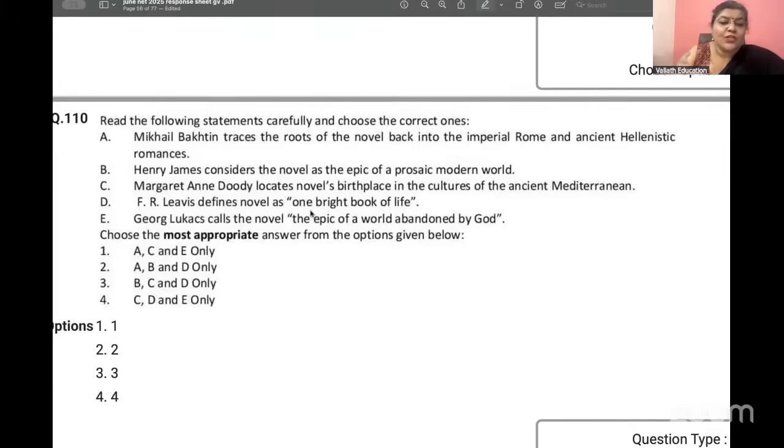This question is, do you know who said novel is one bright book of life? That is D.H. Lawrence. I have taught you. You should know this. If you know D is correct. D is wrong. Then you know which is the answer because all 3 have D. Only ACE is the answer. Easy. Margaret Anne Doody is a distractor.